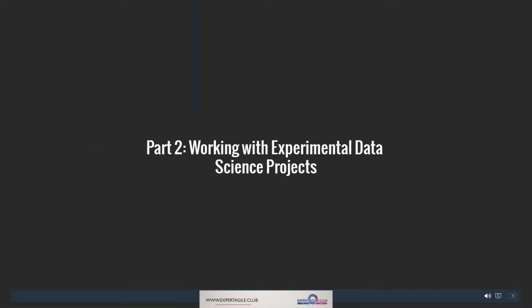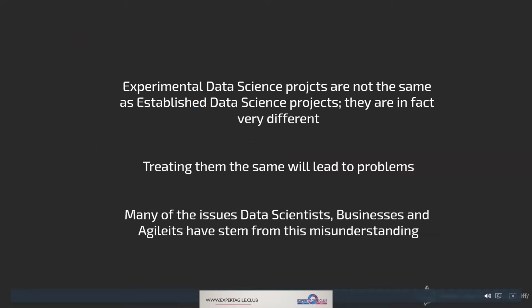So moving on from there, I wanted to spend a little while talking about experimental data science. Experimental data science projects are not the same as established data science projects. They're in fact very, very different, and treating them the same will often lead to problems. In fact, many of the issues data scientists, businesses, and agilists have stem from this one misunderstanding. And it's a critical understanding to have.